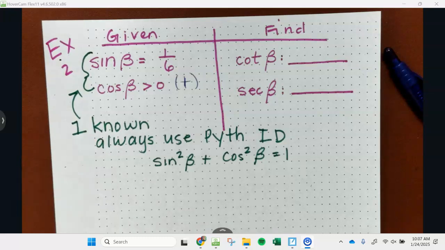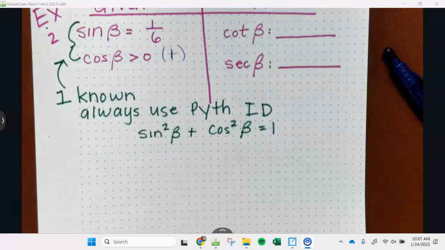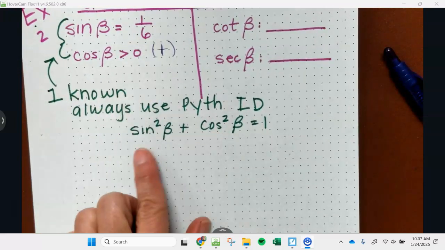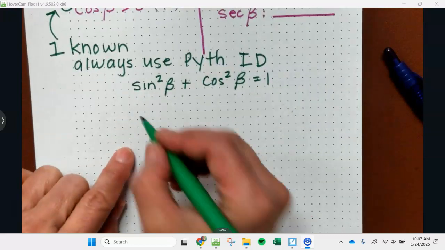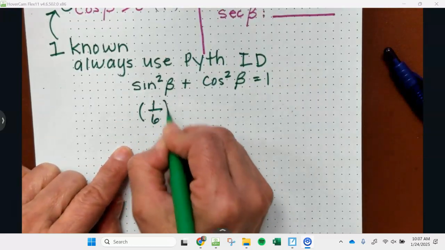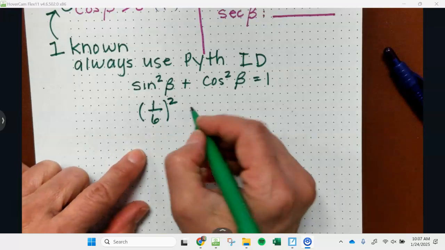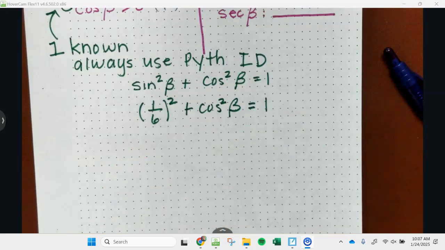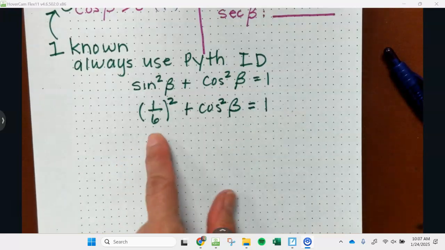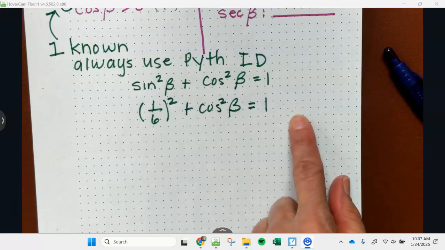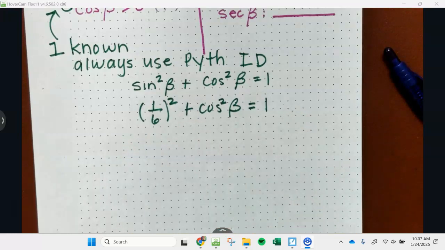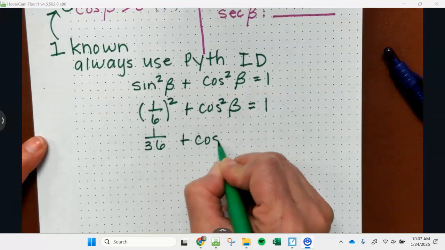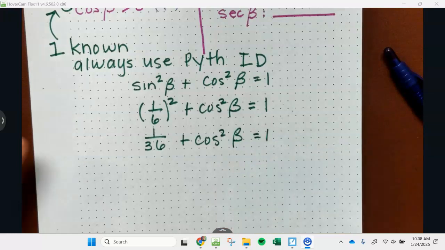We're going to plug in what we know and then solve for what we don't. We know what sine is. We know the sine value is 1/6. So I'm going to drop that in right here and then square it. So sine is 1/6. I'm going to square that in a moment. I have no idea what cosine is, so that stays. So essentially, guys, what we're doing, we're going to square this and then move it to the other side and square root it. Let's go ahead and square this. Square the top and the bottom. That is 1/36 plus cosine squared beta equals 1.